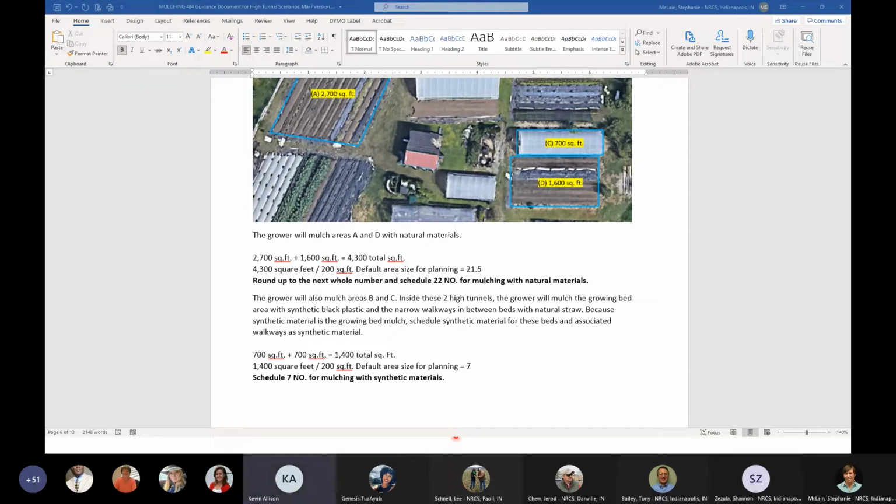Maybe the next one, Stephanie. So there is a question in here, Kevin, and it might be a combination of who needs to answer this. Is there a limit on the mulching of walkways? For instance, is there a requirement that the mulching of the walkway should be tied to a growing bed or not account for more than the mulching of the beds?